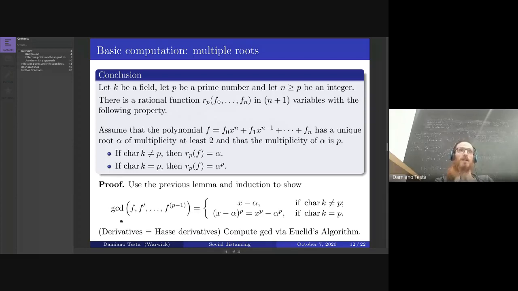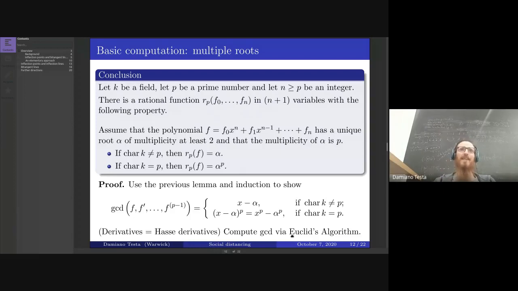The proof is essentially an induction on the difference between n and p, and using the previous lemma. So basically, you compute the greatest common divisor of all the derivatives, in fact, the Hasse derivatives of the polynomial up to the p minus first, and you show that this GCD is either x minus alpha, or x to the p minus alpha to the p, depending on what the characteristic is. And then you basically play around with GCDs, and you know that the GCD of f and its derivative is in fact expressible, so the entries are expressible as rational functions of the coefficients of the polynomial. So basically, it's playing with the Euclidean algorithm.